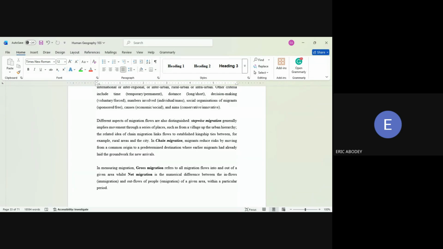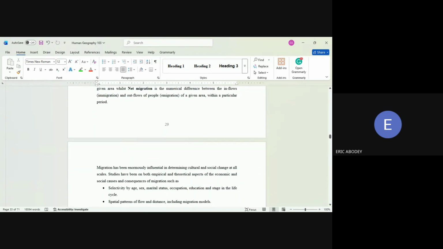If you are looking at the difference between how many people left Ghana and how many people entered, that gives you net migration. But if you are talking about how many people left Ghana, that one is gross. You are not interested in who comes. You are not looking at the differences. Then that one becomes the net migration.